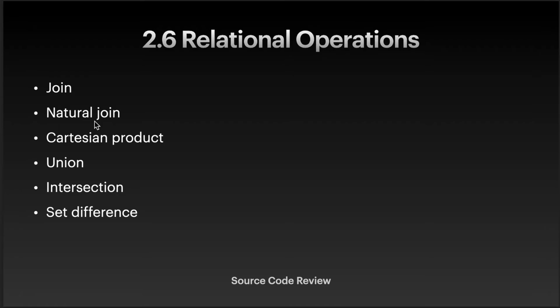And lastly, section 2.6, relational operations. So they briefly cover the definitions of join, natural join being a subset of join, the alternative to natural join being inner join, although they don't cover it. Cartesian product, union, intersection, and set difference. So if you're familiar with set theory, this is all review. I shouldn't need to explain this. However, real quickly, I'll explain it in the context of relational data models, relational databases.